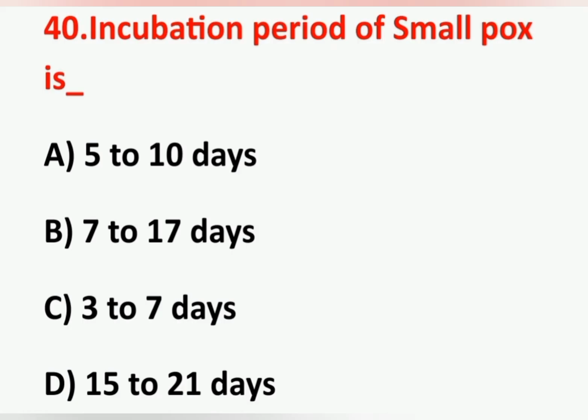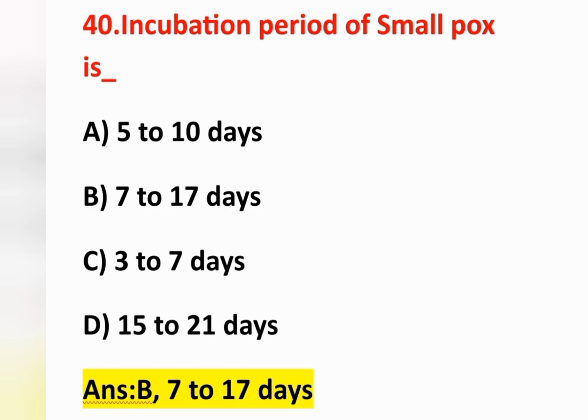And the next question, incubation period of smallpox is. Options are option A 5 to 10 days, option B 7 to 17 days, option C 3 to 7 days, option D 15 to 21 days. So correct answer is option B, 7 to 17 days. Usually incubation period is about 12 days and the range is from 7 to 17 days in smallpox. Smallpox is an infectious disease caused by variola virus. Move on to the next question.